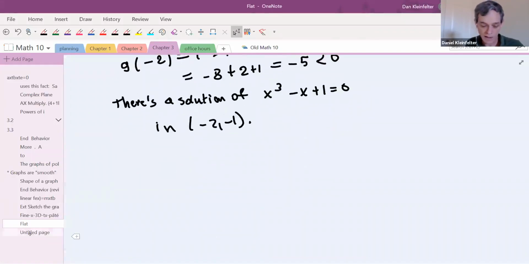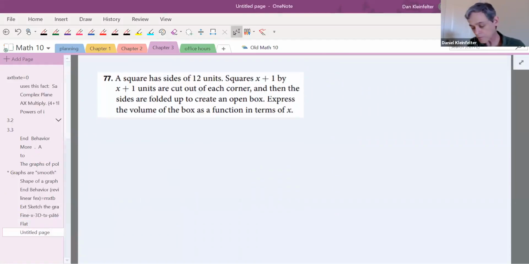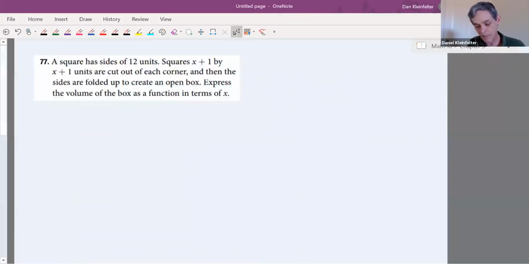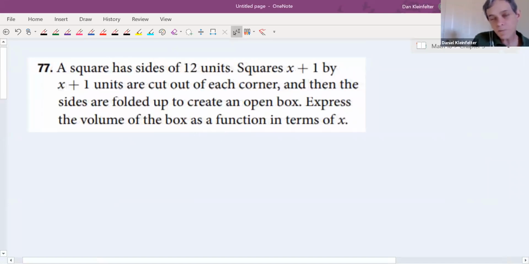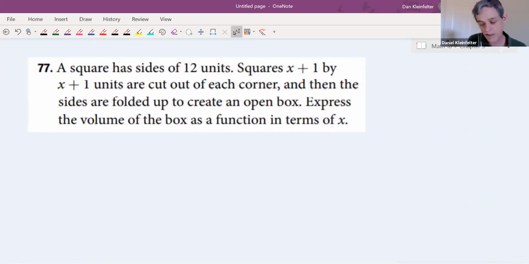We just have one more example to do, and then we're finished with this section. So this one is kind of a story problem. We're just going to be creating a function subject to a couple of constraints. So here it says a square has sides of 12 units. So a square is 12 units long. We can say inches to make it concrete if we'd like.